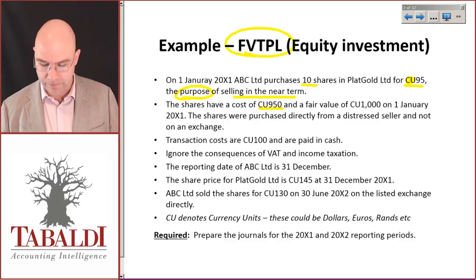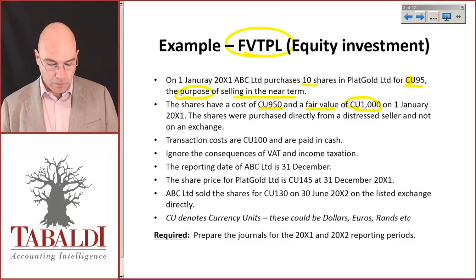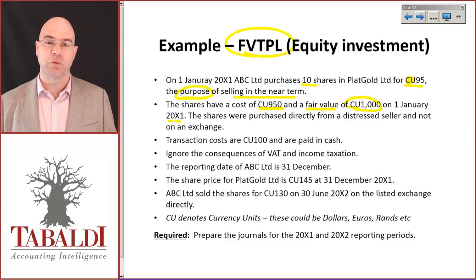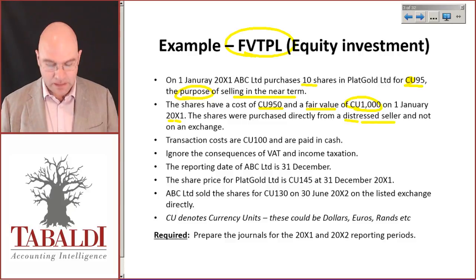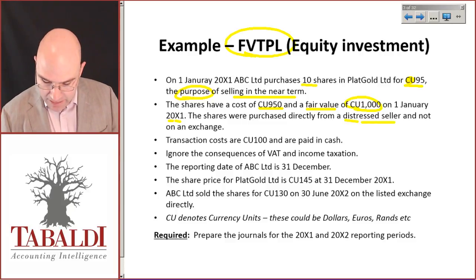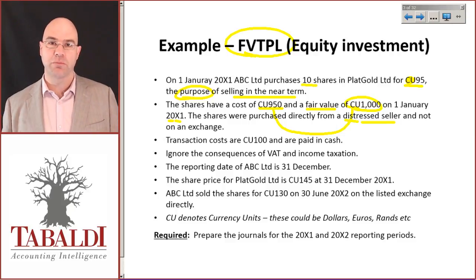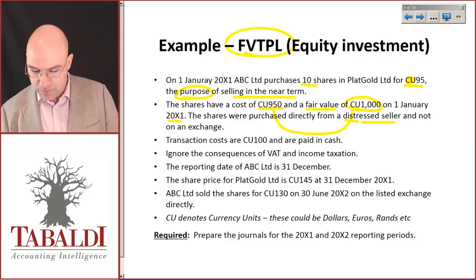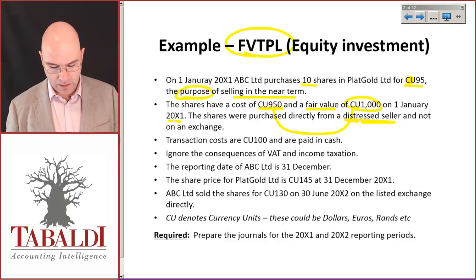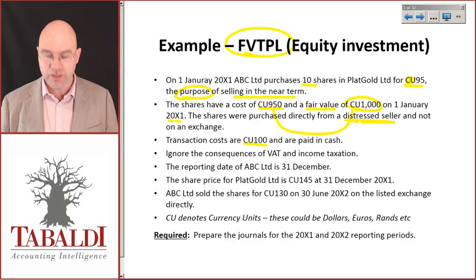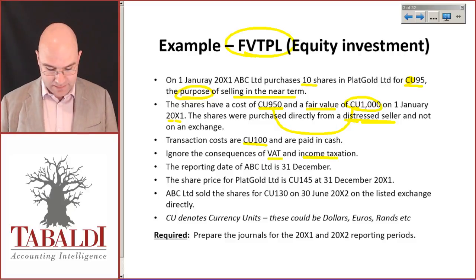That's the transaction value. The fair value, however, was 1,000, and that was on the 1st of January 20X1. The shares were purchased directly from a distressed seller and not on an exchange. That's the reason for the difference between the fair value and the transaction price. We paid less than fair value because it was a distressed sale, a fire sale. Transaction costs of 100 were paid in cash. Ignore VAT and income tax.